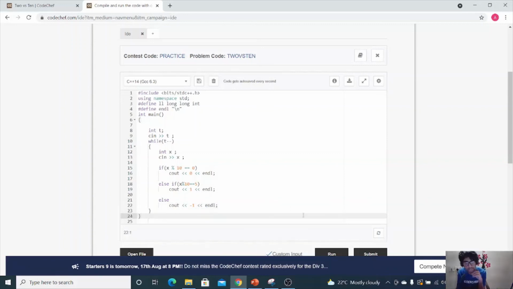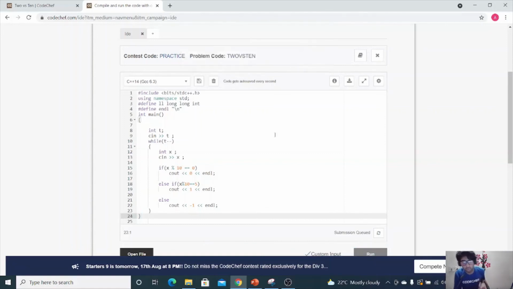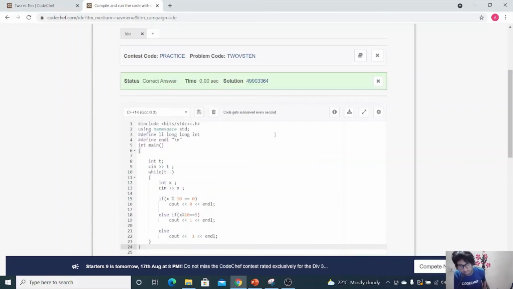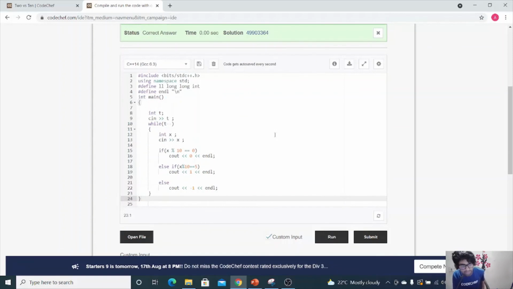It is always necessary when we code any problem to check whether the time complexity is sufficient to pass all the test cases. In this case, we see that we have only very simple operations like modulus, and we don't even have loops.